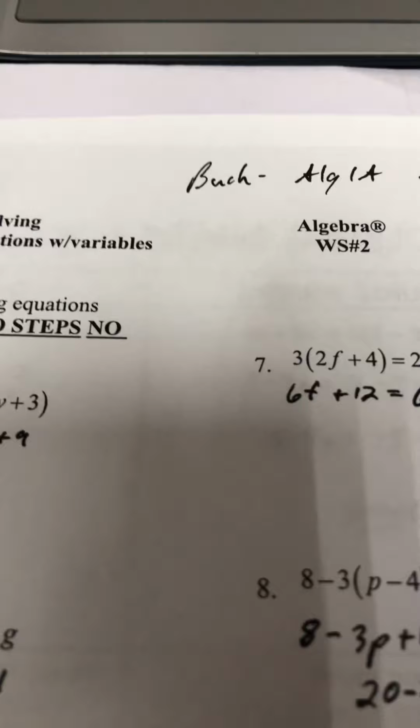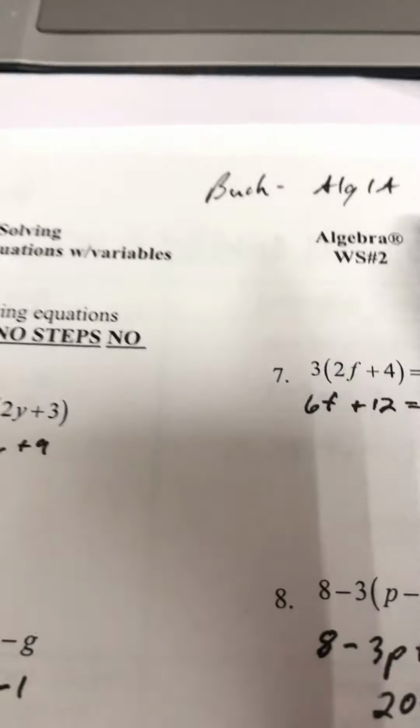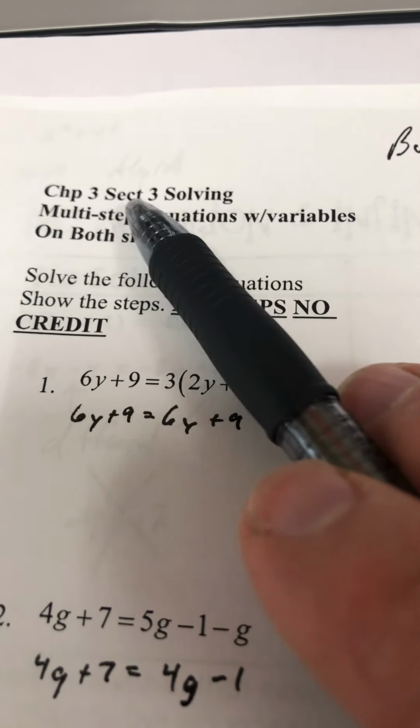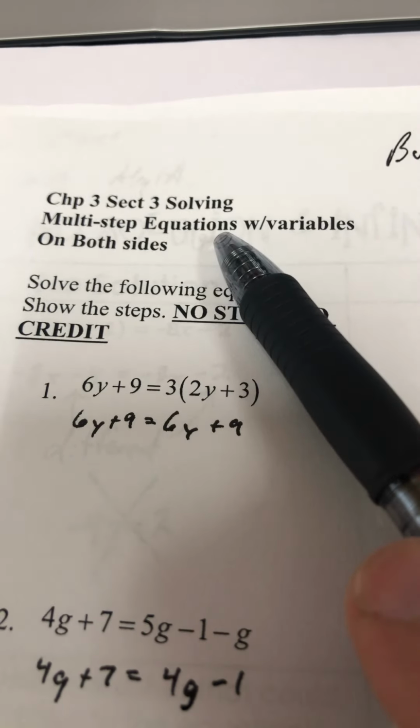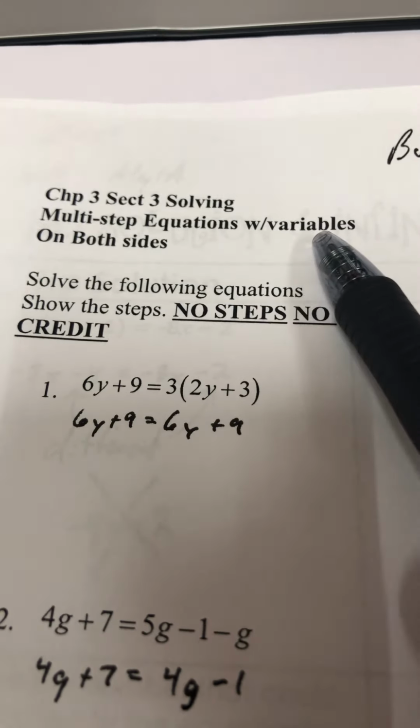Hello, Algebra 1 students. I'm looking at your assignment for today from Buchanan. It is Chapter 3, Section 3, solving multi-step equations with variables on both sides.